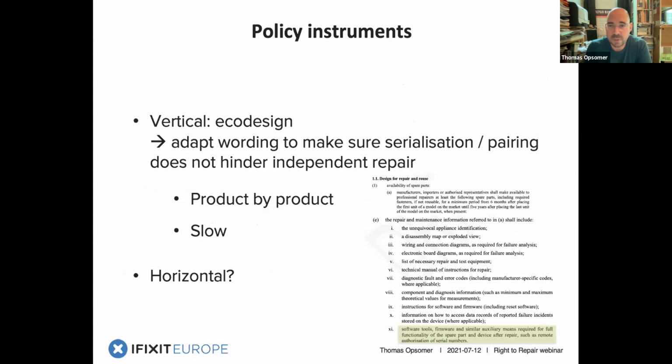So how can we deal with that? Which policy instruments do we have at our disposal? The most logical one would obviously be eco-design. It's the only piece of legislation that really deals with the product itself when it comes to environmental performance. But it is product by product. So it's not what we call a horizontal regulation that would affect all products at once. It's a so-called vertical regulation that only deals with one type of product per regulation, which means that it is slow.